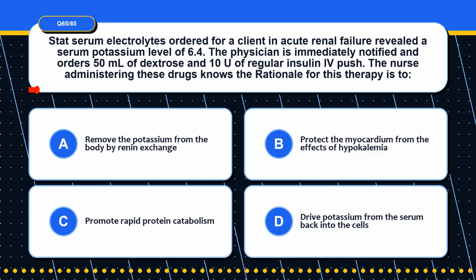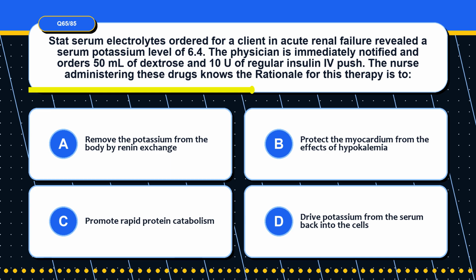Question 65. Stat serum electrolytes ordered for a client in acute renal failure revealed a serum potassium level of 6.4. The physician is immediately notified and orders 50 ml of dextrose and 10 U of regular insulin IV push. The nurse administering these drugs knows the rationale for this therapy is to.